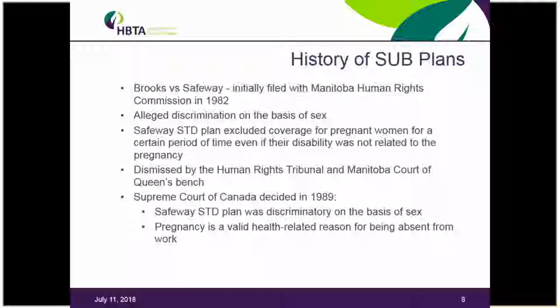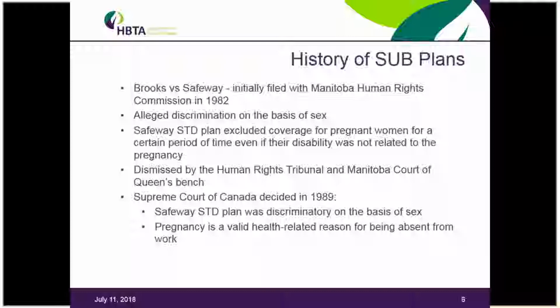Okay, so now we're going to get into the history of subplans. So the first one was Brooks versus Safeway. It was initially filed with the Manitoba Human Rights Commission in 1982. This employee alleged discrimination on the basis of sex. And what the Safeway short-term disability plan did at that time was it excluded coverage for pregnant employees for a certain period of time, even if their disability was not related to the pregnancy. So it was quite a significant period as well. It was, I think, 10 weeks before the anticipated date of delivery and 12 weeks after, or something like that.